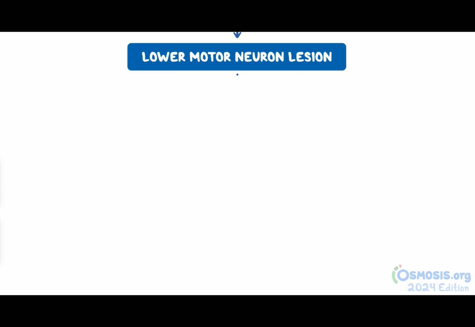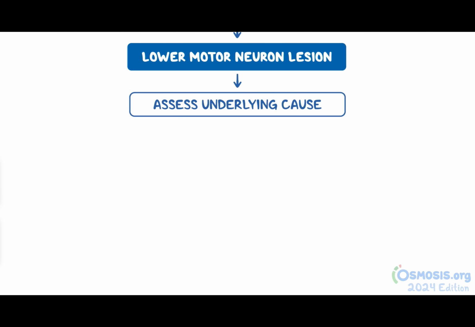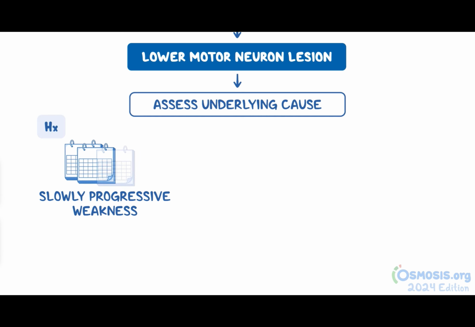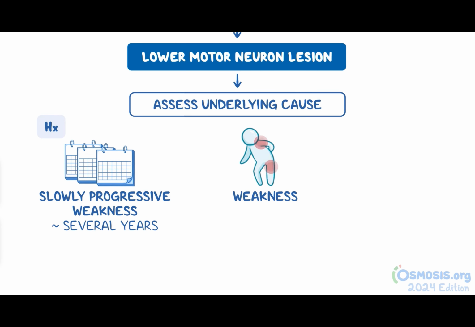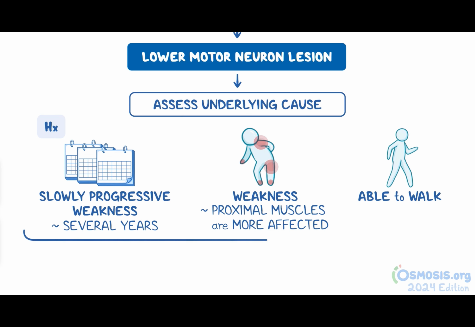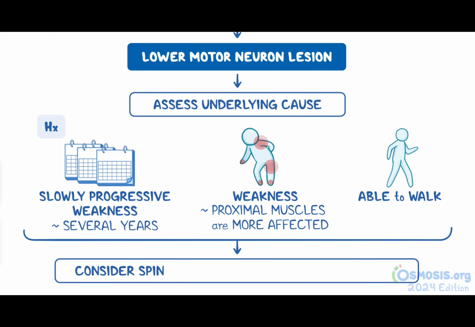All right, let's switch gears and discuss the underlying cause of lower motor neuron lesions that are associated with slowly progressive weakness developing over several years. These patients have weakness that is worse in the shoulders and thighs than in the hands and feet. Or in other words, the proximal muscles are more significantly affected. Despite the weakness, these patients are still able to walk. This clinical picture should make you consider spinal muscular atrophy type 4 or SMA4.